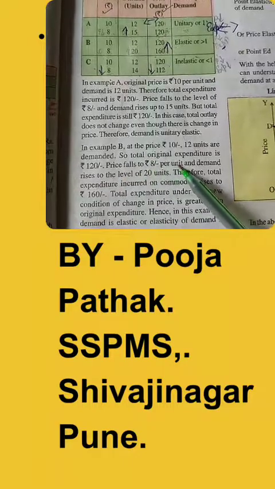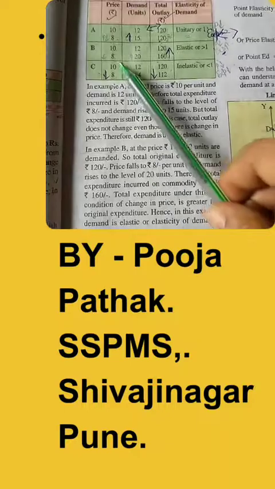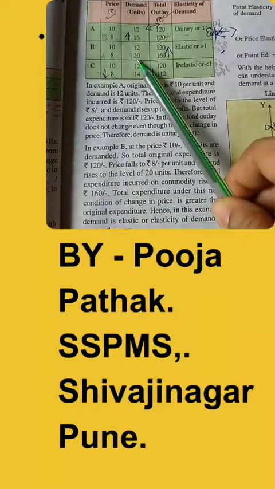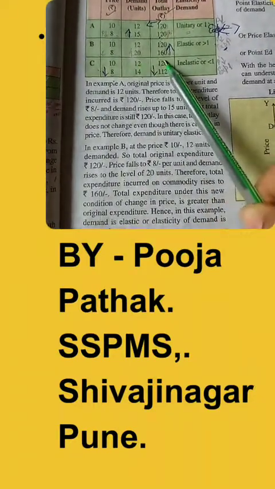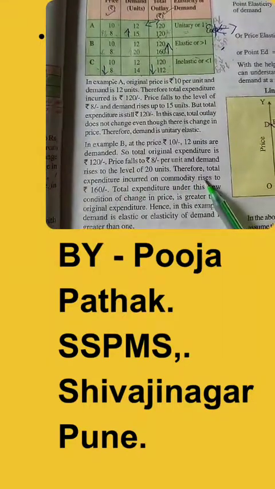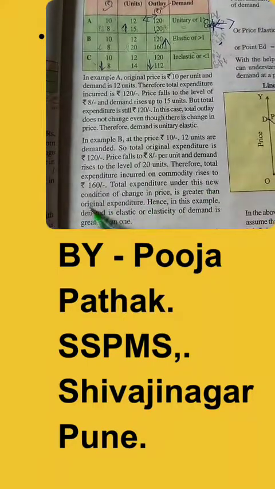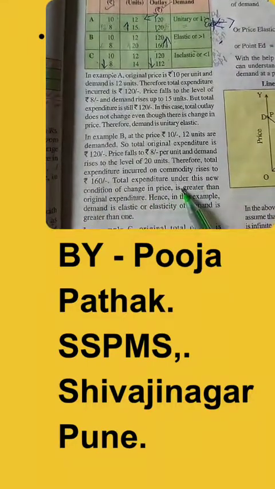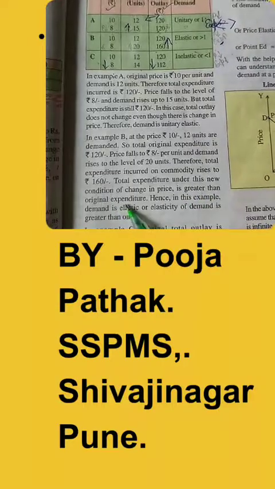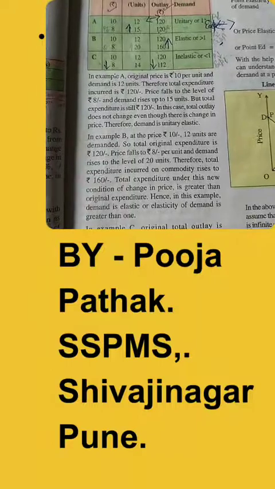Price falls to rupees 8 per unit and demand rises to 20. So expenditure is how much? 160. Therefore total expenditure incurred on the commodity rises to 160. Total expenditure under this new condition, with the change in price, is greater than the original expenditure. Okay, change in the expenditure is more than the change in the price.